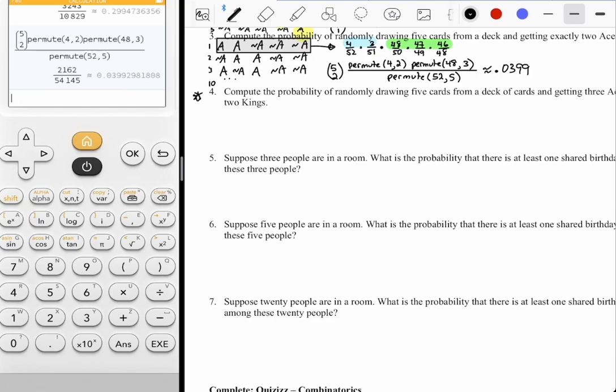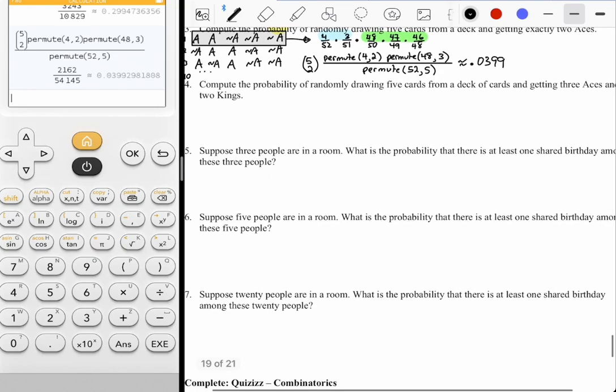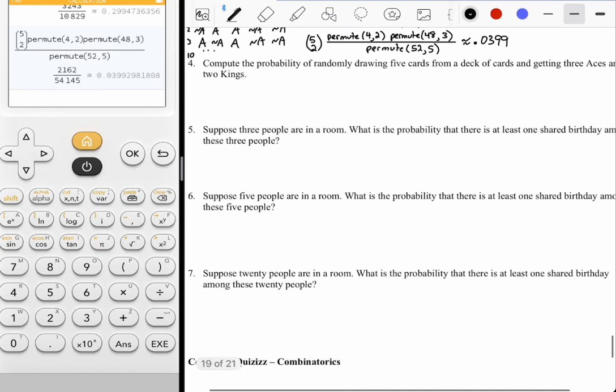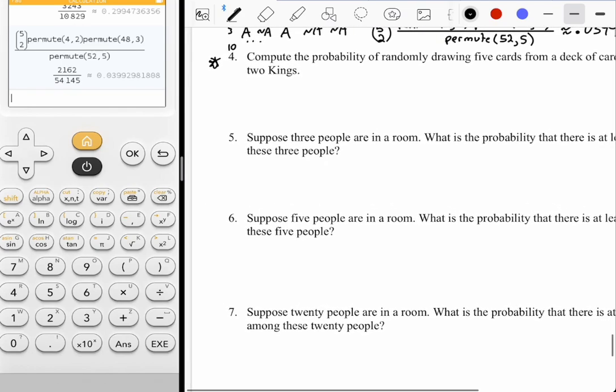All right, so let's start off with number 5. And this is where you can see that you can generalize pretty nicely. Suppose 3 people are in a room. What's the probability that there's at least one shared birthday among these 3 people? All right, so birthday, not birth date. It's very, very remote that you'd have the same actual birth date, but you could have the same birthday. So if there's only 3 people, your senses would tell you, okay, it's not likely. So how do we figure that out?